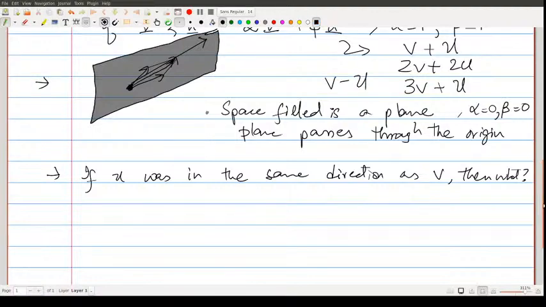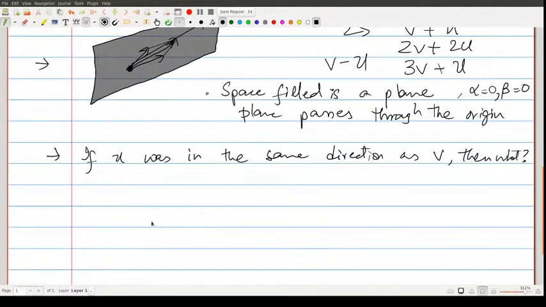So if I have two vectors, let's say U is this vector, V is this vector, and U is in the same direction, perhaps maybe something like this. Right, so let's say U is in the same direction, this whole thing is U. What do I get if I take linear combinations of U and V now? Can I still span a plane?